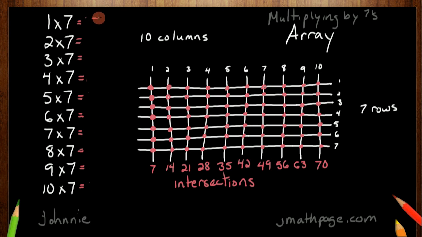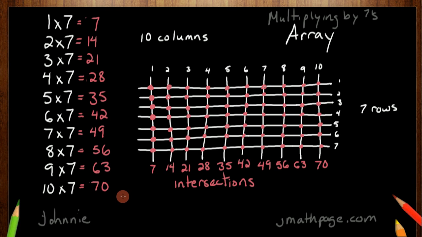1 times 7 equals 7, 2 times 7 equals 14, 3 times 7 equals 21, 4 times 7 equals 28, 5 times 7 equals 35, 6 times 7 equals 42, 7 times 7 equals 49, 8 times 7 equals 56, 9 times 7 equals 63, and 10 times 7 equals 70. Hope you did well with these.